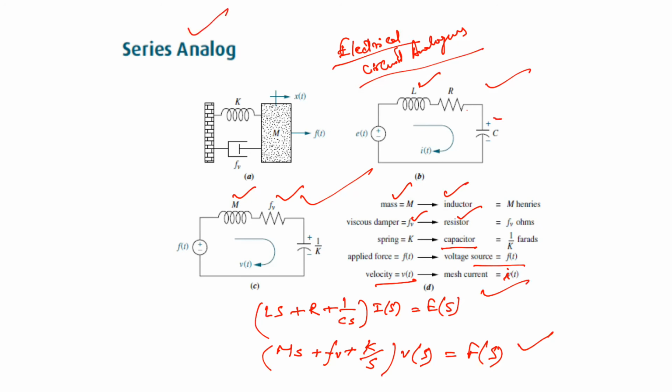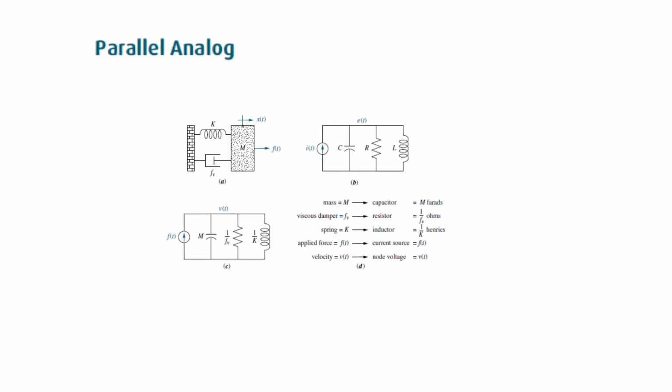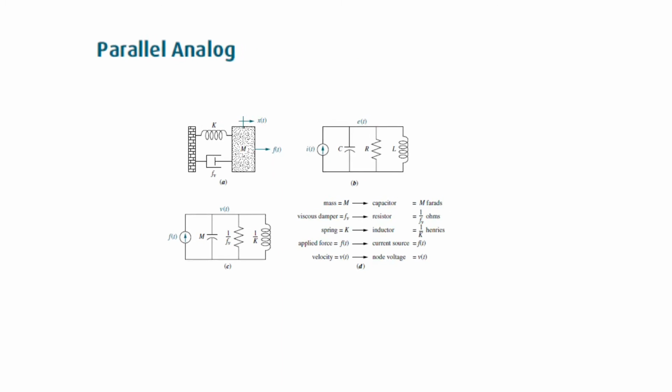Now let us consider a system in which these are in parallel. So we have to take into consideration the system where these are in parallel. Then using the Kirchhoff nodal equation for the parallel circuit, we get (Cs + 1/R + 1/Ls) E(s) = I(s).